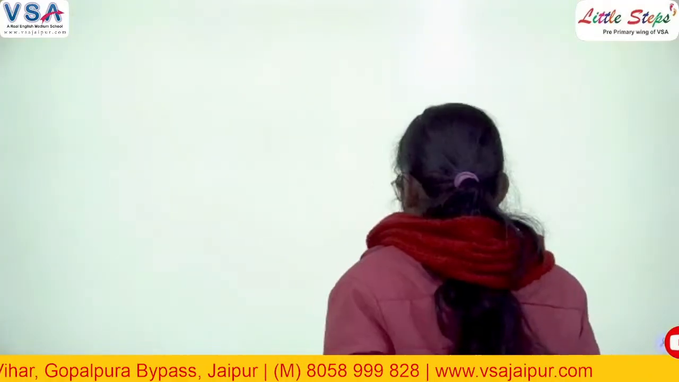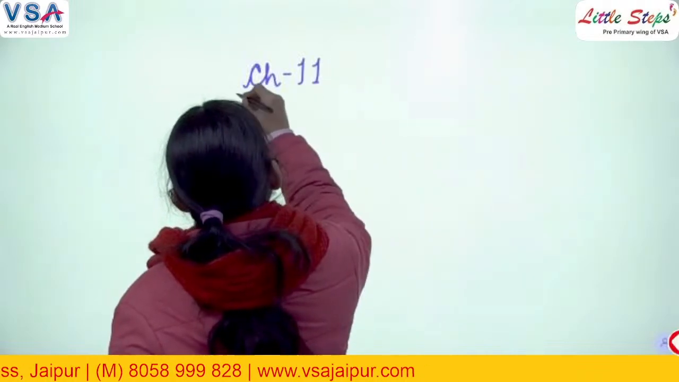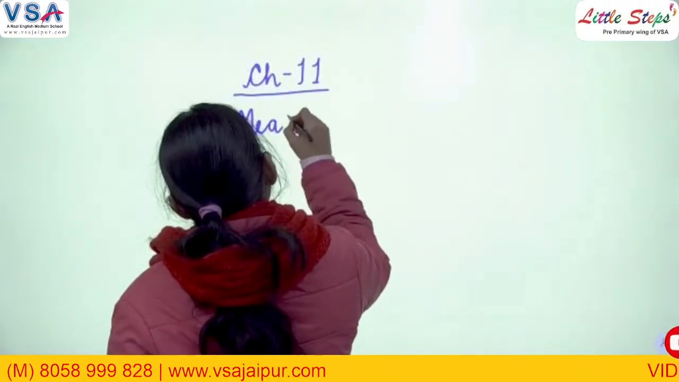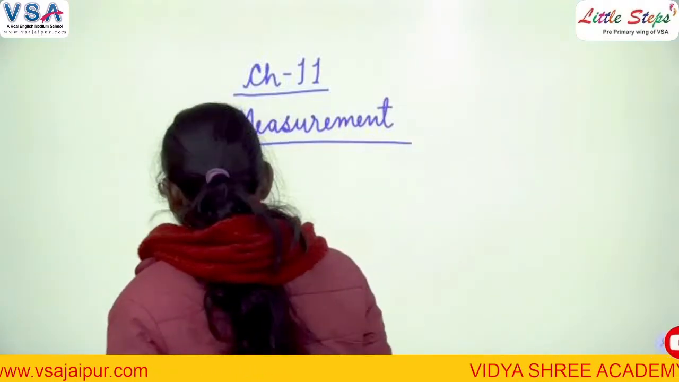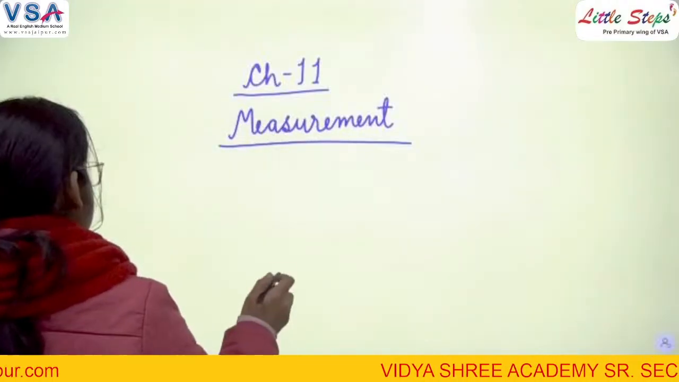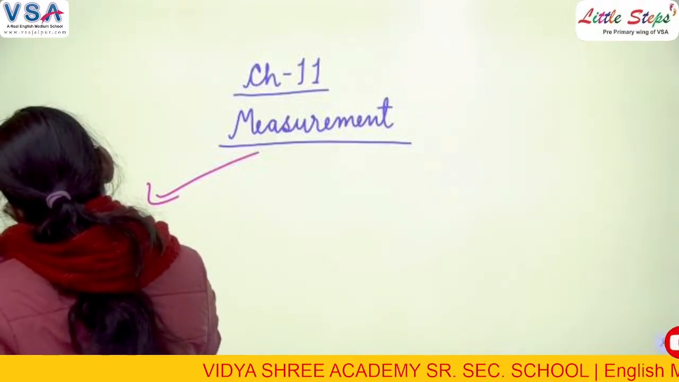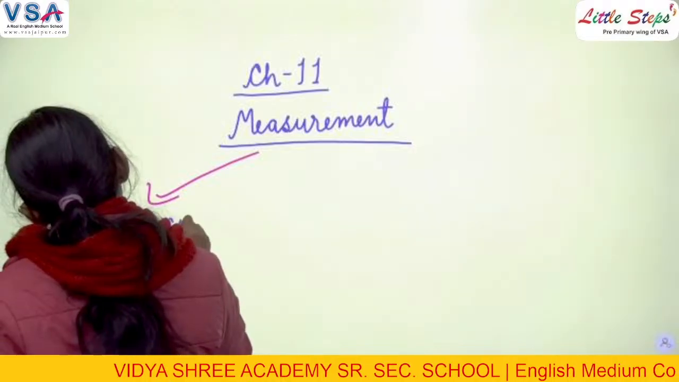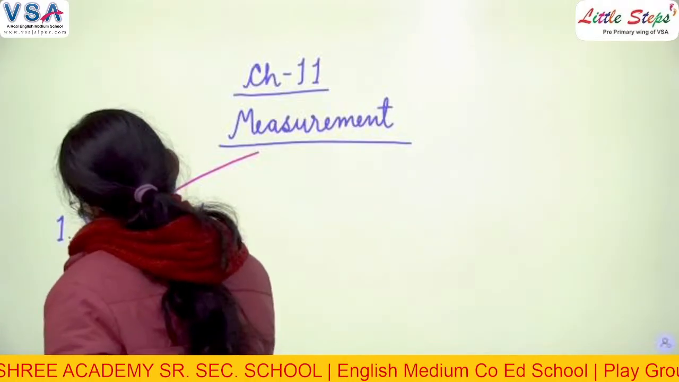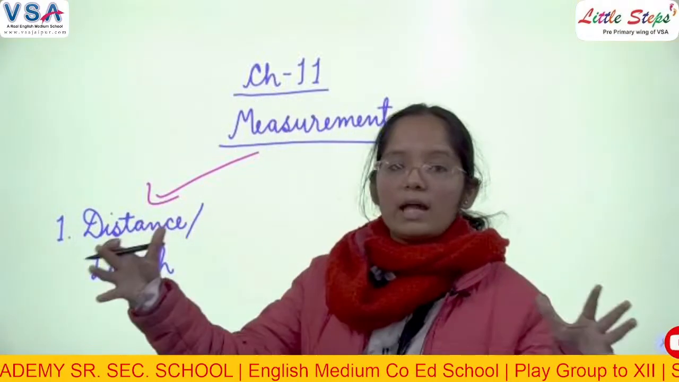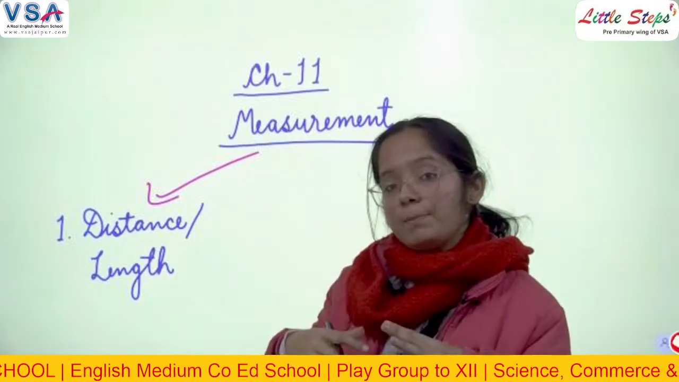Before summarizing, we will put the name first. That is chapter 11, measurement. When we are talking about measurement, there are three parts in measurement. First is the distance, or we can also say length. Length means how much or how long an object is. What is the length of it? Or distance, what is distance? What is the distance between one place to another?